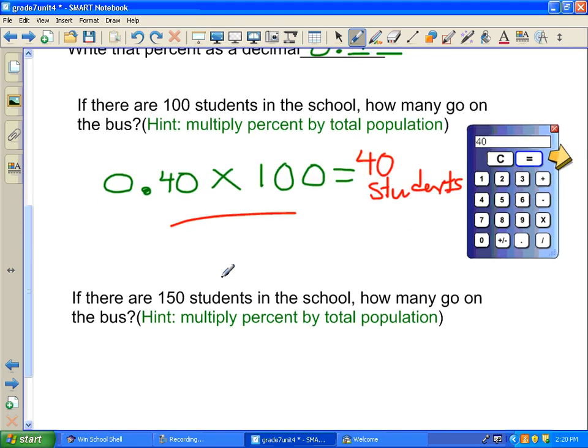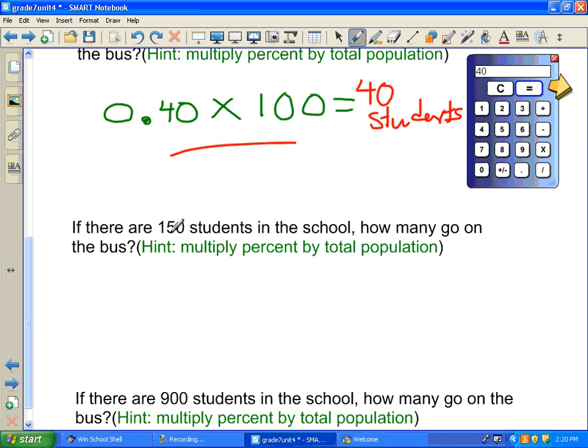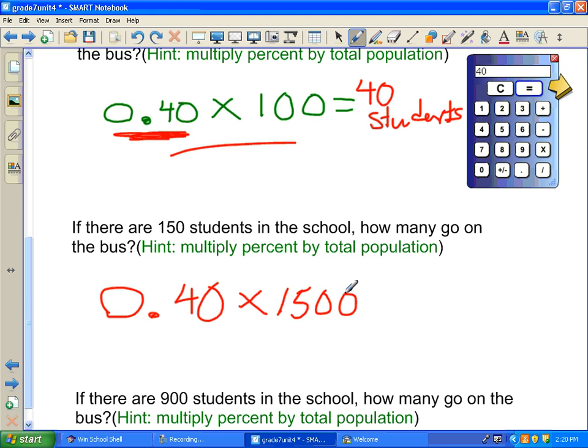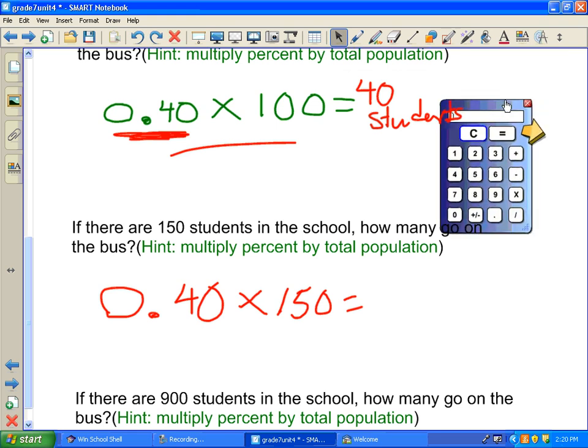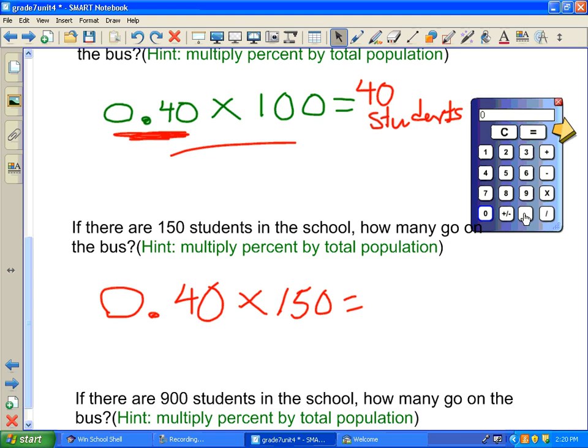And there you go. So what if there's 150 students but the same percent population? Well, if it's still 40%, we write 40% like that, and we want to times it by 150 students. Oops, a few more students than I wanted. So 150 students. Work that out, and we'll find out how many. So it's 0.40 times 150, and the answer is 60 students.